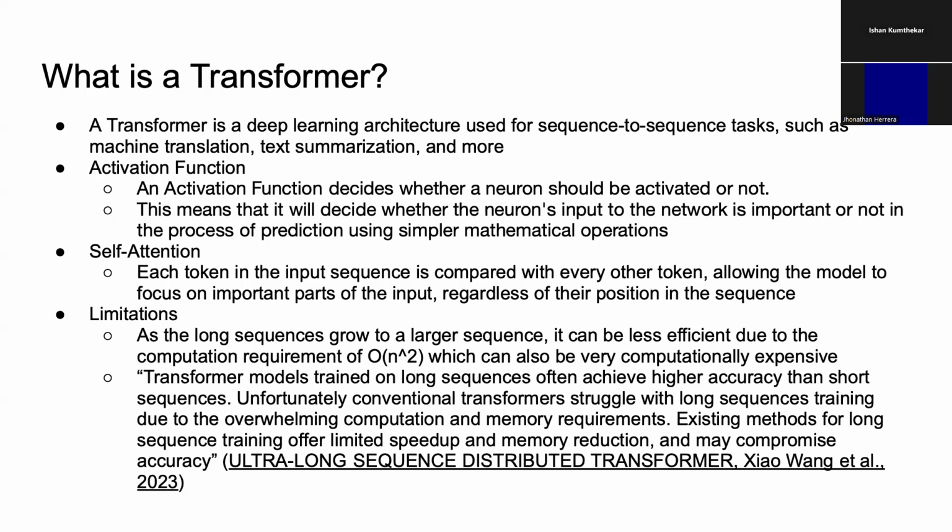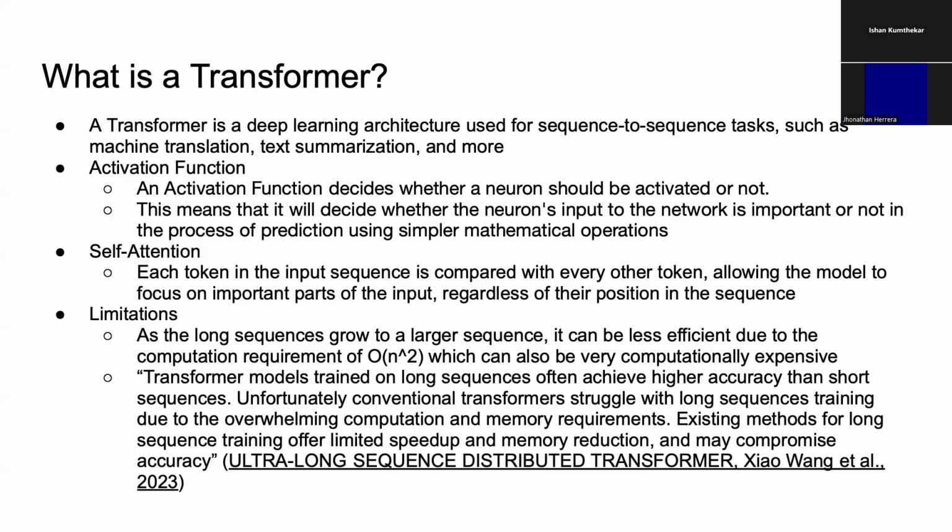It's a deep learning architecture used for sequence-to-sequence tasks, such as machine translation, text summarization, and a lot more things. And the two main components you should remember are an activation function and self-attention. An activation function pretty much decides whether a neuron should be activated or not. This means deciding whether the neuron's input to the network is important or not in the process of prediction, using simpler mathematical operations. You don't have to know exactly what this means, just remember the name, activation function.